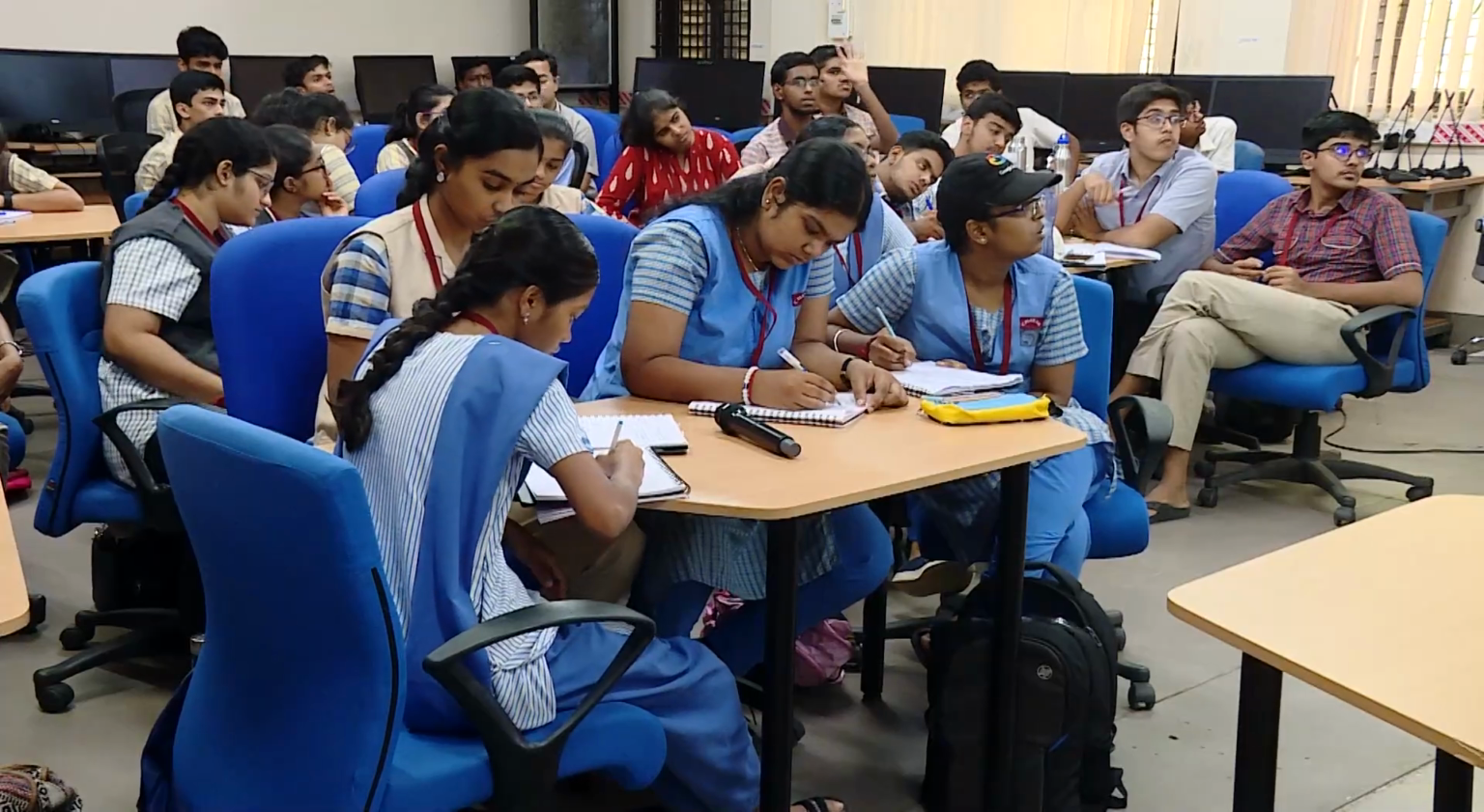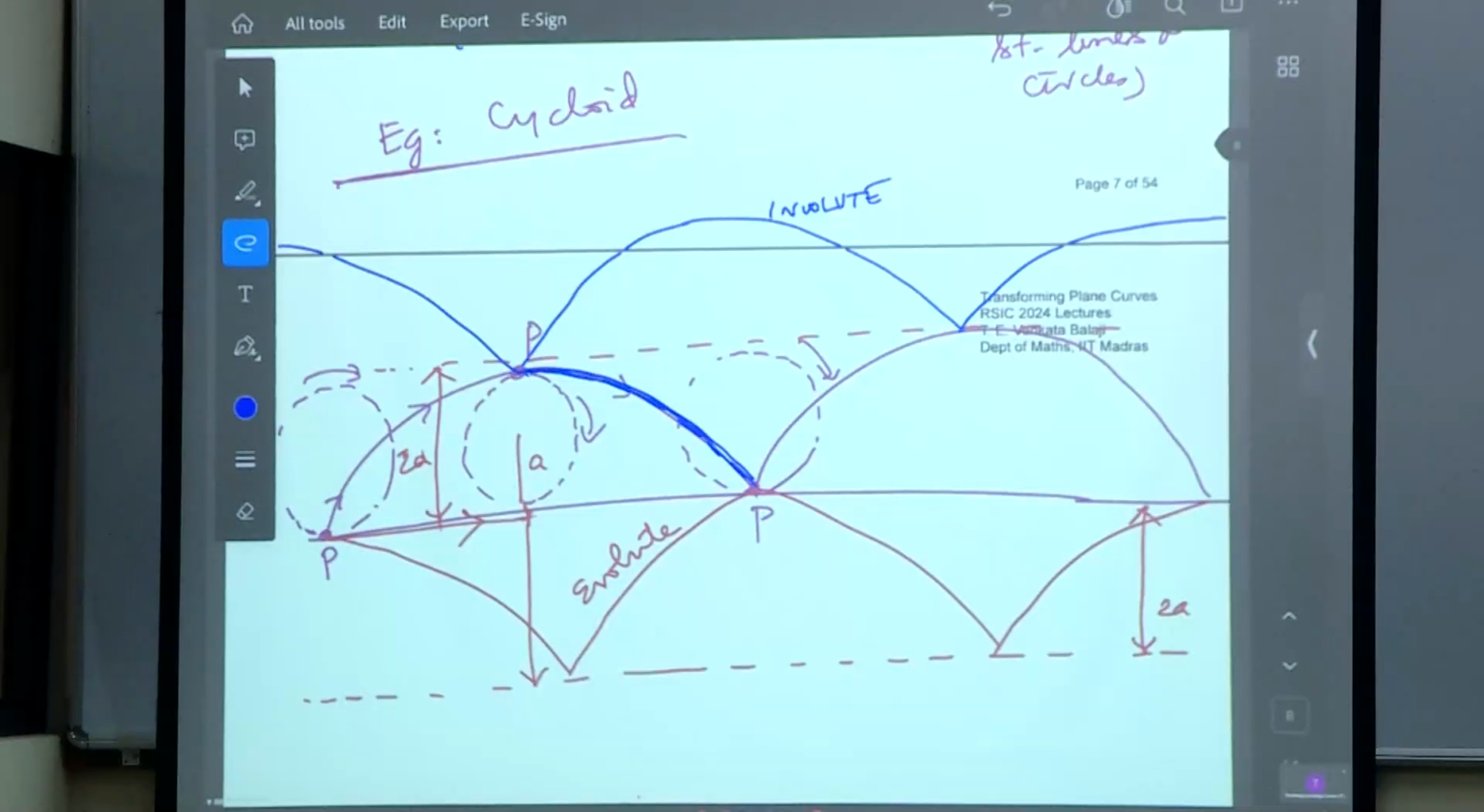Okay, so the cycloid is a special curve for which it's its own evolute up to translation, and it's also its own involute if you take the correct involute. Okay, yeah. Sir, what do you mean by a correct involute?